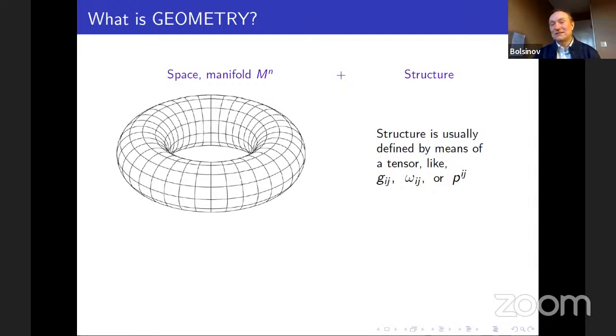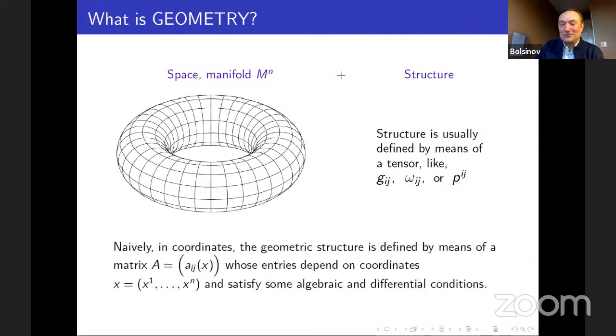If we look at this approach from a very naive point of view, then in coordinates, the geometric structure is defined by means of a matrix, just an n by n matrix, where n is the dimension. The elements of this matrix depend on local coordinates, so these are not numbers, but functions. And these matrices satisfy some algebraic properties, like non-degeneracy, or skew symmetry or symmetry, and also some differential properties, like the Jacobi identity, for instance, for a Poisson structure.